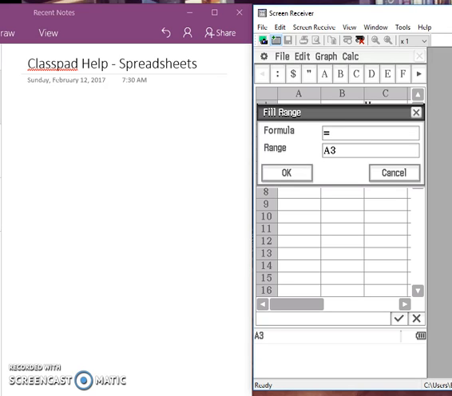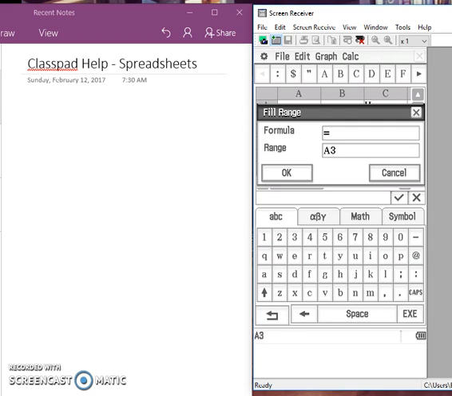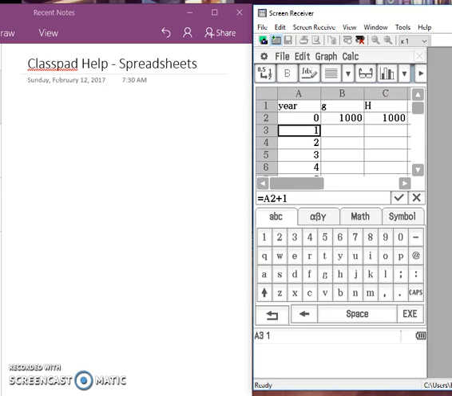So we'll go back to keyboard, A2, referencing that cell, plus 1. So it's starting in A3, and we want it to fill to A32. And then it's all filled in.